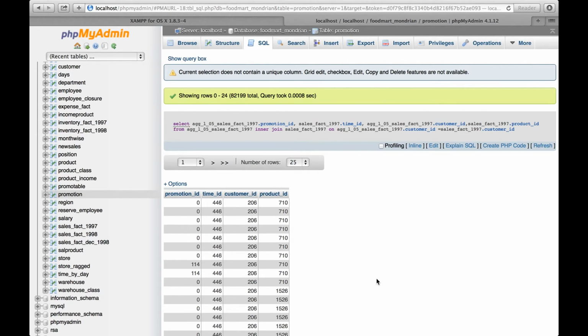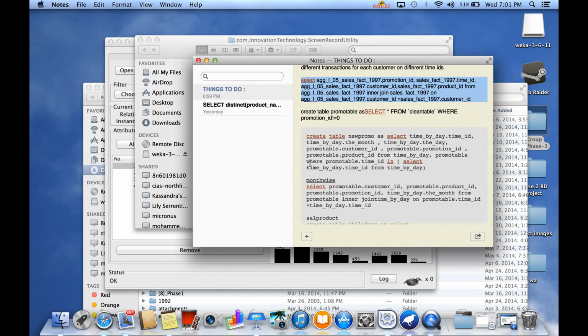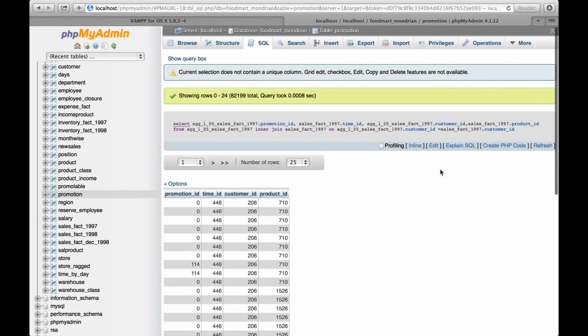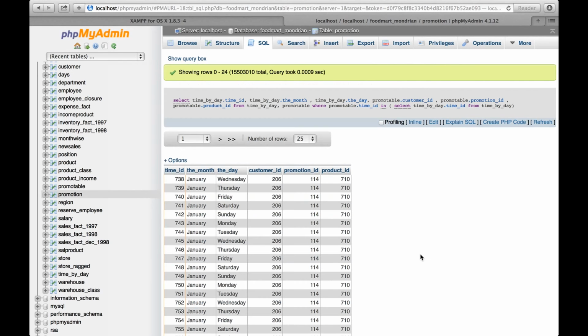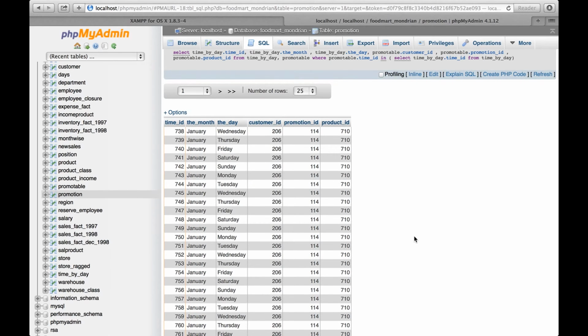The next query we use to clean the data is the relationship between the promotion and the time. For that, we cleanse the data and run the following query so that we get a new table. This is the new table, which has the promotion ID and the time of the year, whether a customer purchases a particular product.